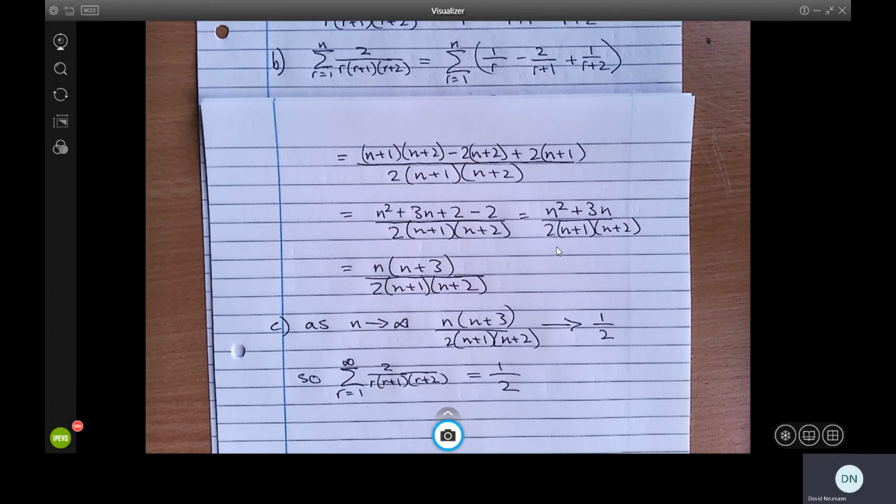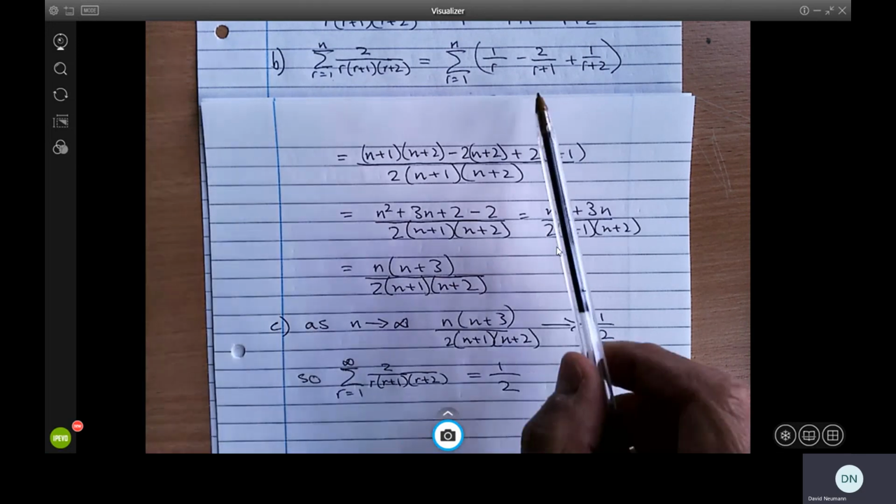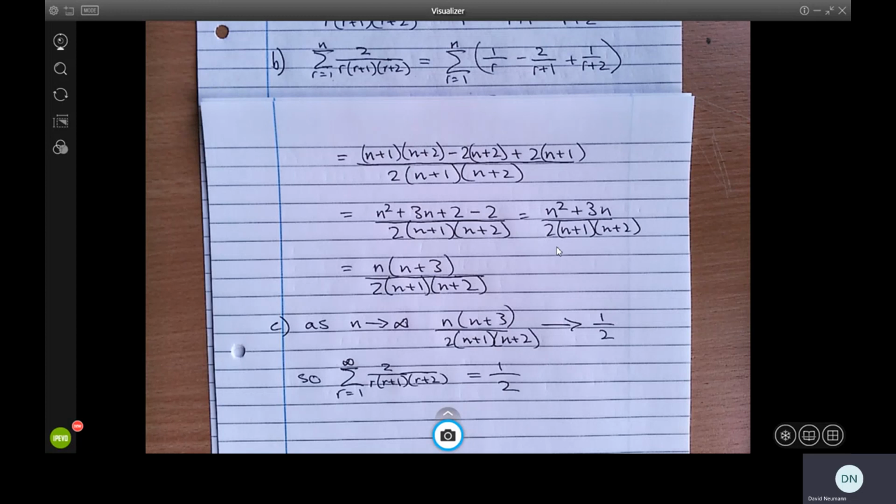Right, so we've been through 3 quite long questions there on method of differences. I hope you've got the idea from that and you can go away and do some practice. These ones with 3 terms in the partial fraction, so 3 terms in each of the terms that you write out, are a little bit more complicated. Start off with some of the ones with just 2 terms within each term in the series.